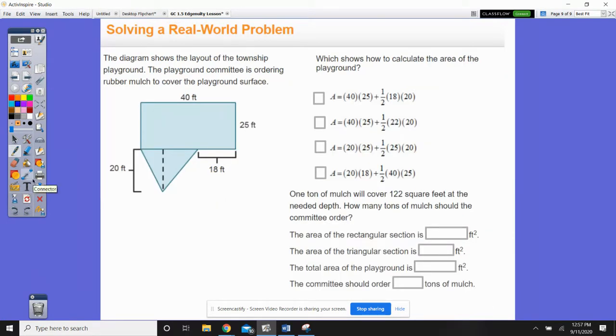Let's look at this one. This is a playground, and they're going to put some rubber mulch on it. So which way will show us how to do the area? And we don't have to do it this way because there's lots of different ways to do it, but let's see if we can figure it out.